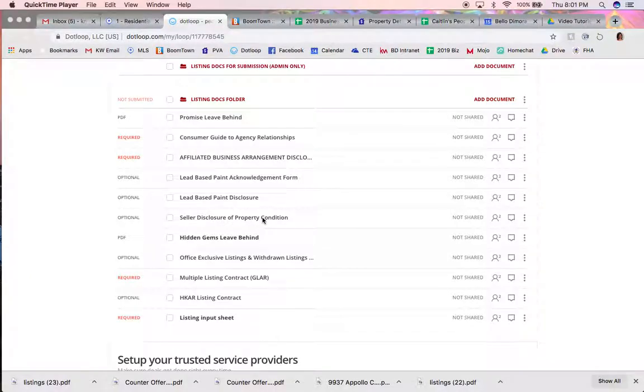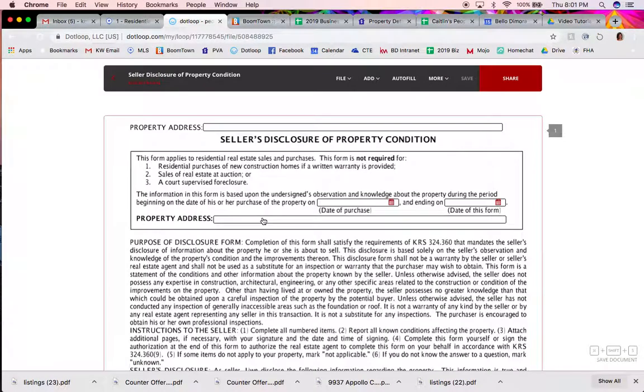Seller disclosure of property condition is a form that is legally required for the seller to fill out prior to listing a home, or the buyer is required to receive prior to purchasing a home. So there's a lot of blanks on this form and a lot of questions that can come up around this form. So I'll do my best to walk you through each section of that and make sure that there's no confusion or missing pieces.